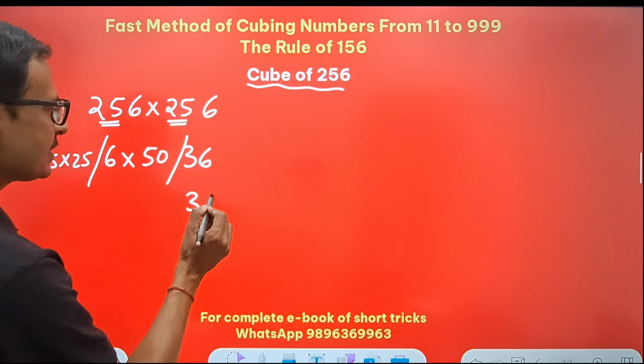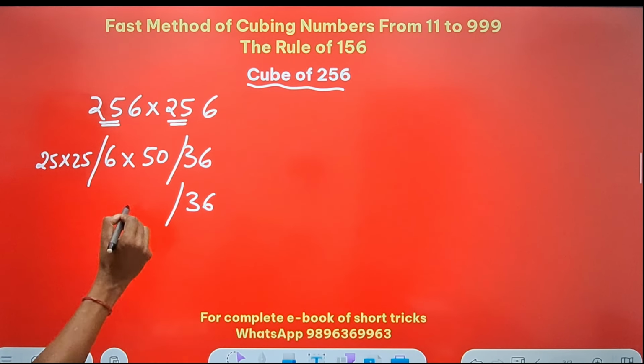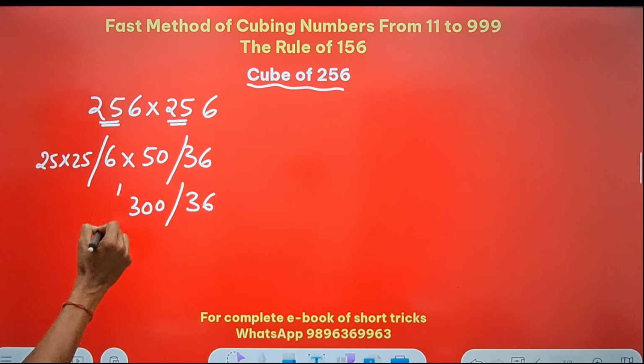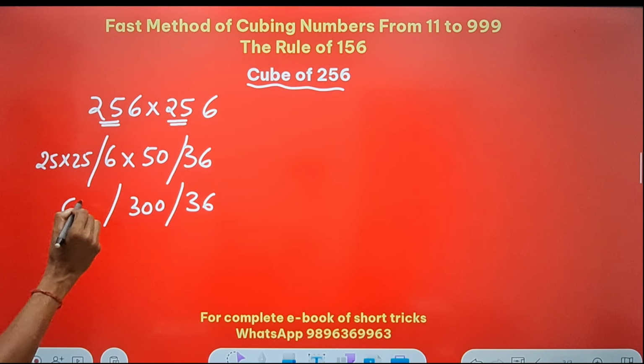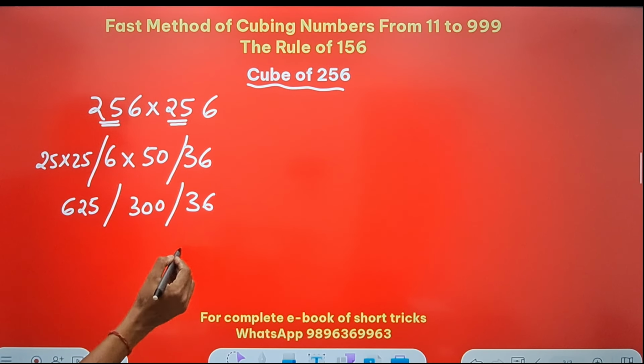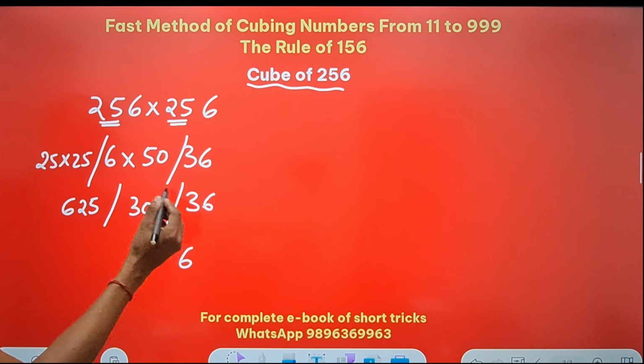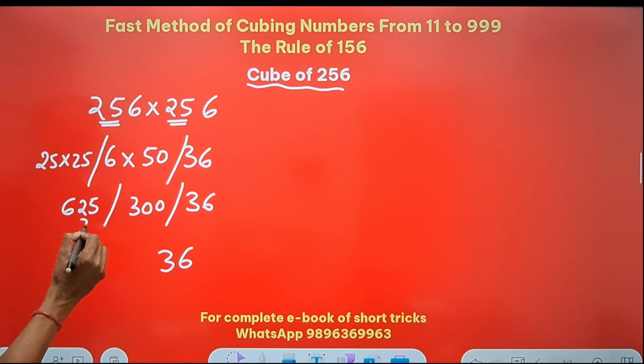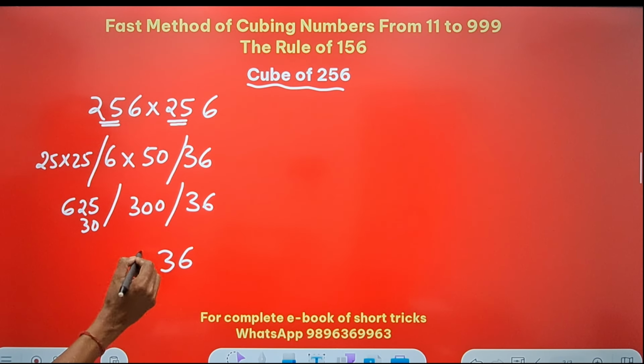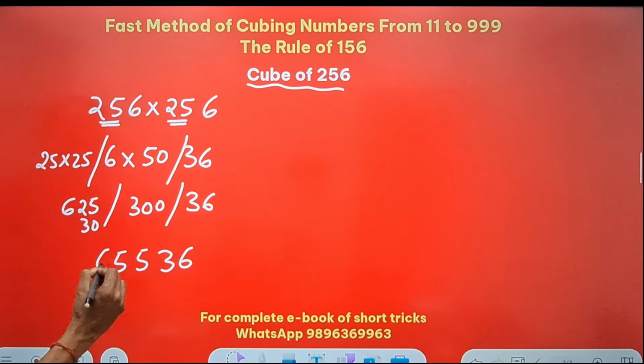So we get 36 and then 6 times 50 is 300 and finally 25 times 25 is 625. So 6, 3 means 303, so 330 here. So this makes it 5, 5 and 6. 6, 5, 5, 3, 6. That is the square of 256.